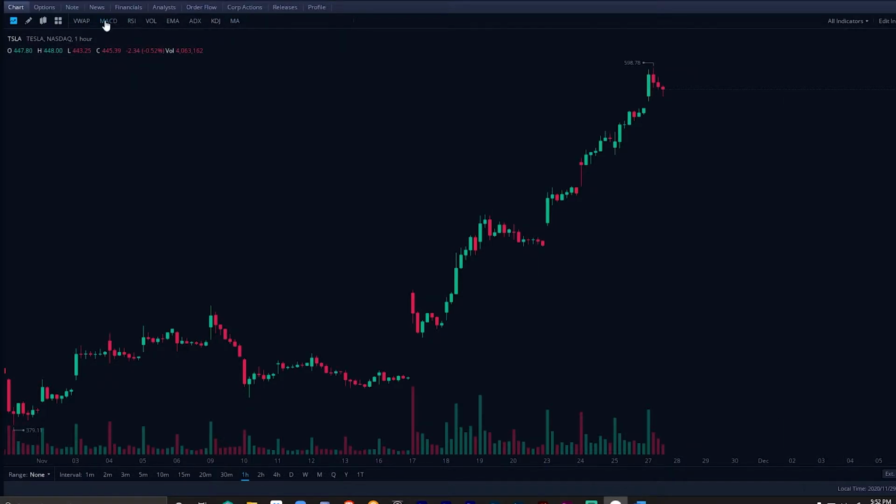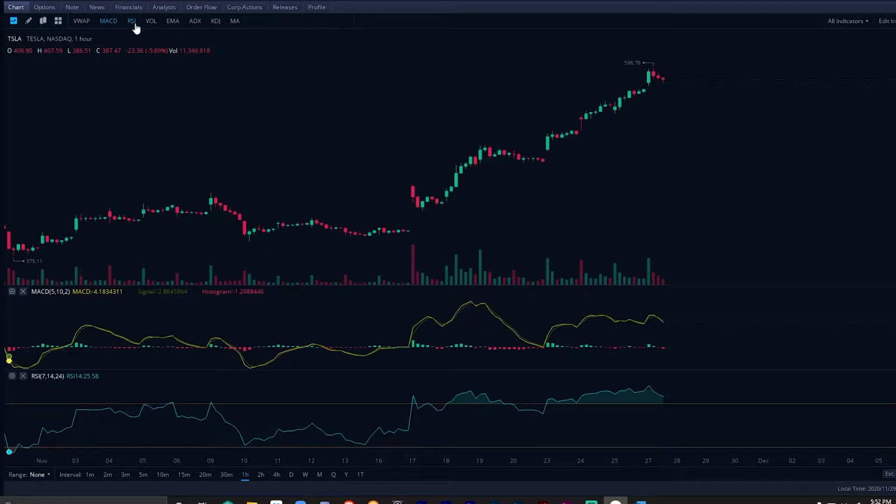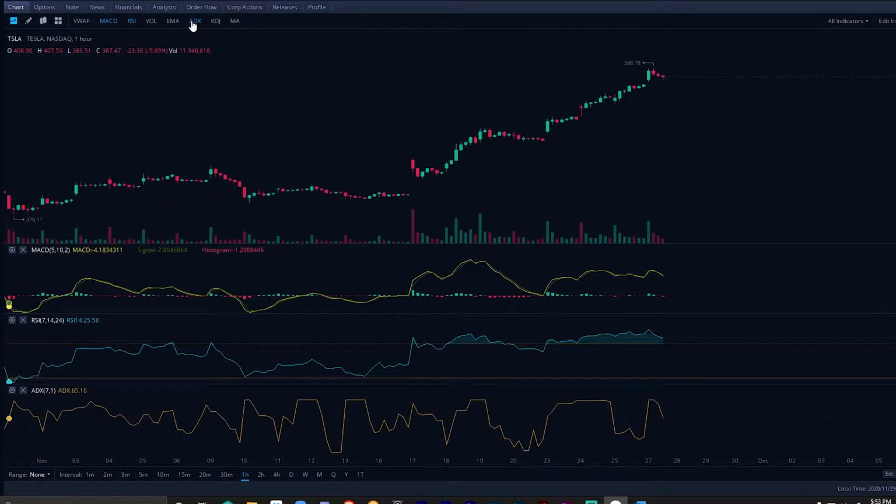These will be found right here on the PC. You can press on these buttons. They are known as the MACD, the RSI, the ADX, and the KDJ. They all have their own different uses and they all teach us a different form of indication of what the stock is doing.